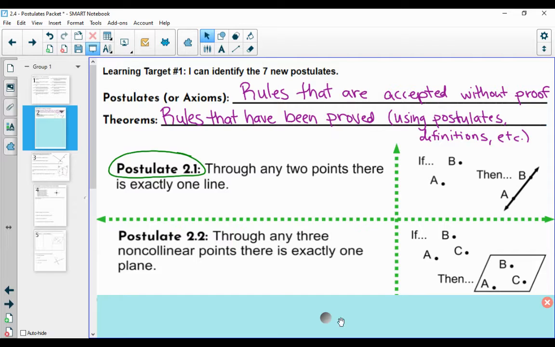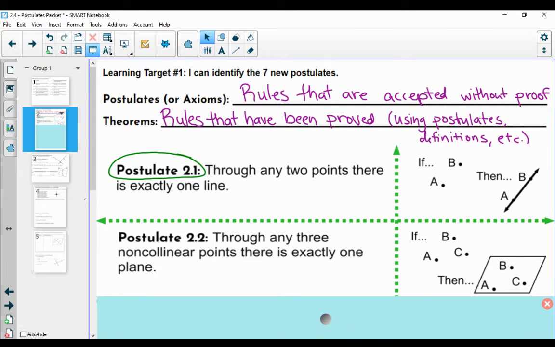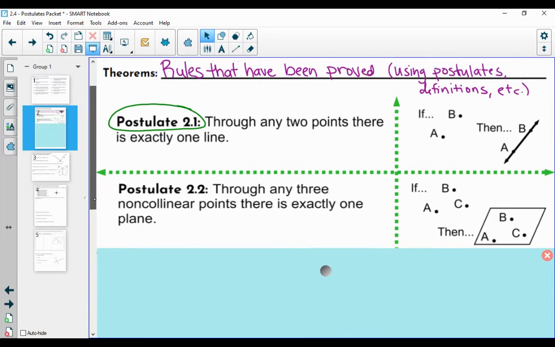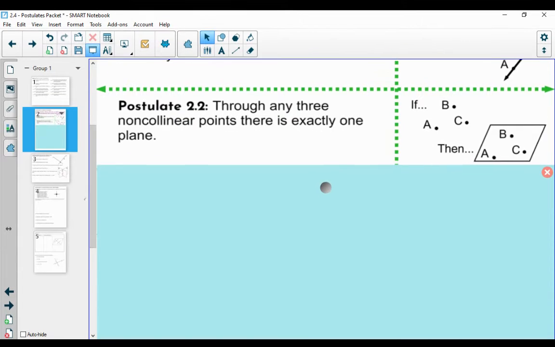Second postulate in this lesson, through any 3 non-collinear points, there is exactly one plane. So we're just taking that last postulate and we're kind of adding on a dimension. You can see I've got an illustration. If you have 3 points, let's call them A, B, and C, then you're able to draw a plane through them, and you've really got one choice for the plane that you can draw.